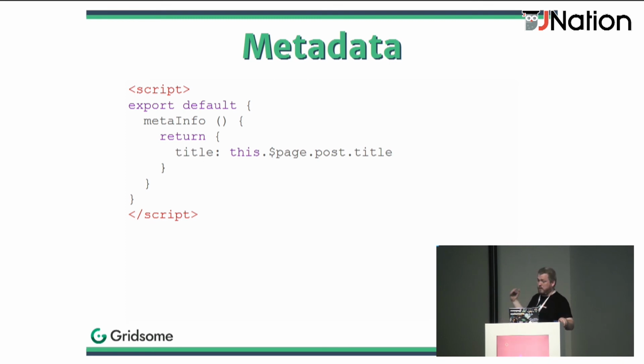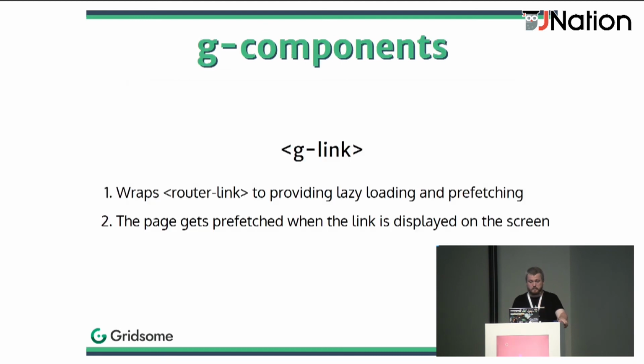Gridsome provides us with a custom component option called metainfo. Under the hood, it uses vue-meta package maintained by the Nuxt team, and we can fill each metadata field with static data or grab it from GraphQL dynamically.